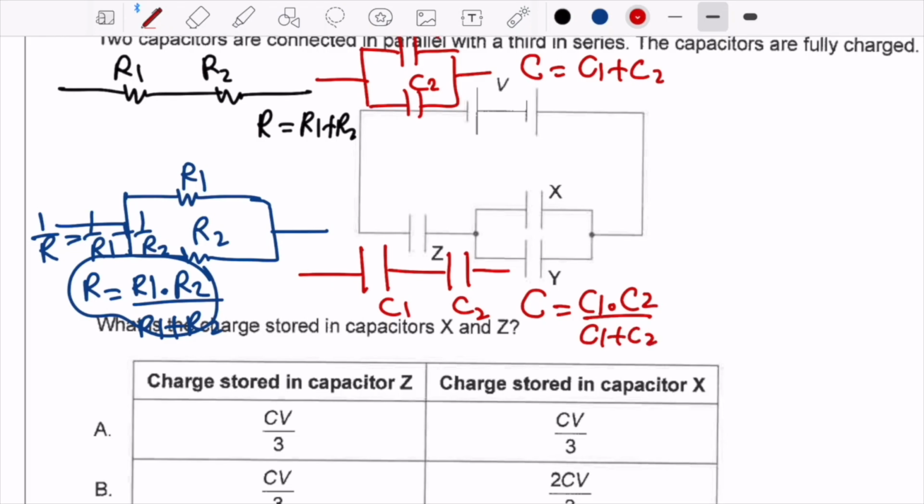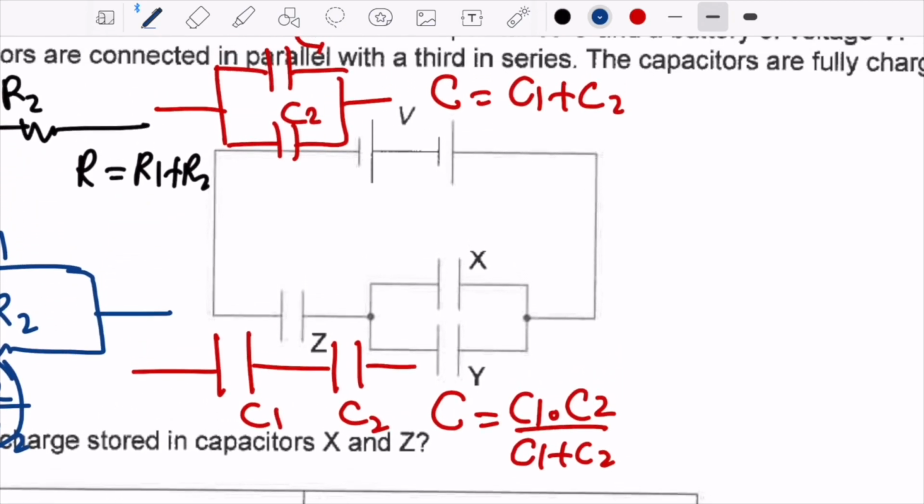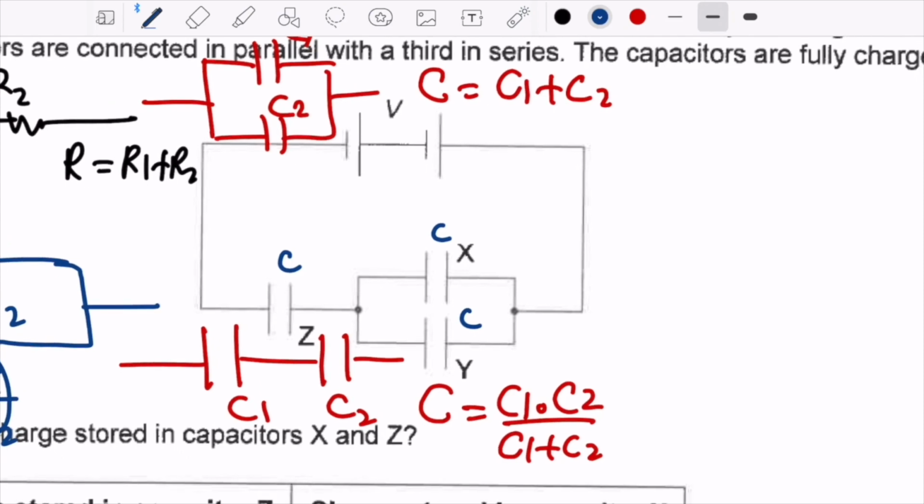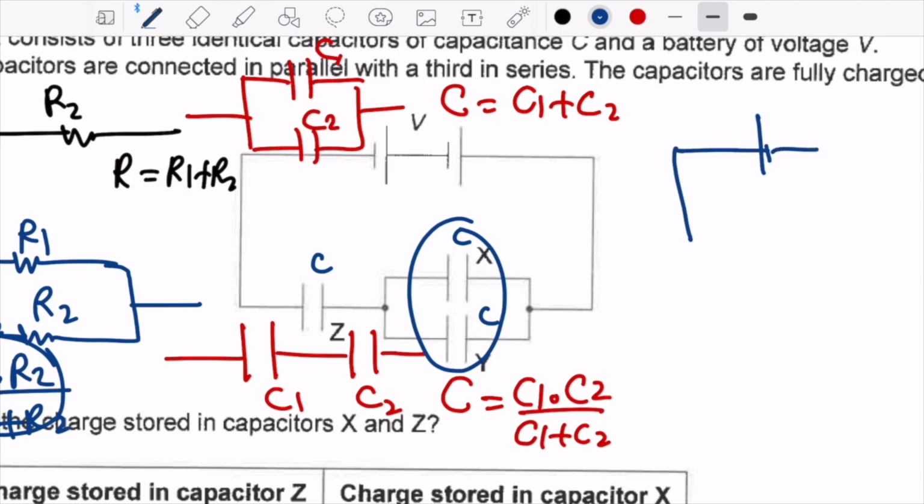Alright, we need this background knowledge to do this question. Now look at this circuit. They say these capacitors are identical, C, C and C, and there's a power supply. So let's make these two into one. So the first part of the circuit is we have only two capacitors now.